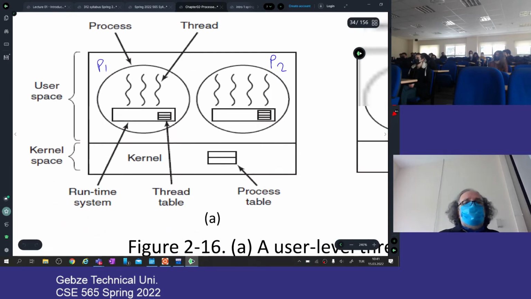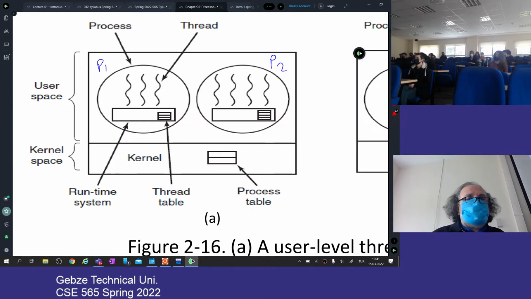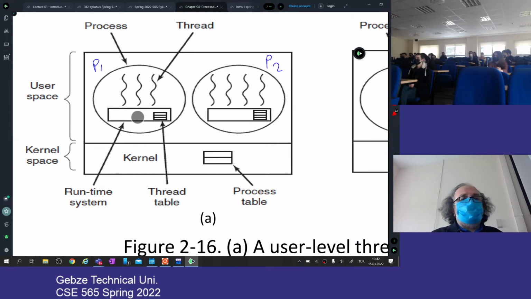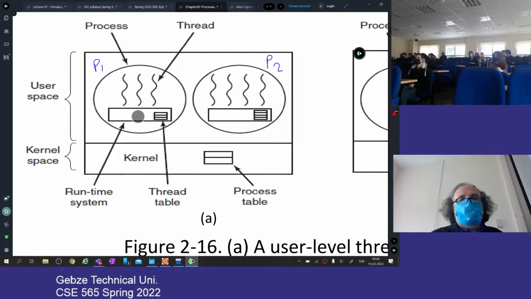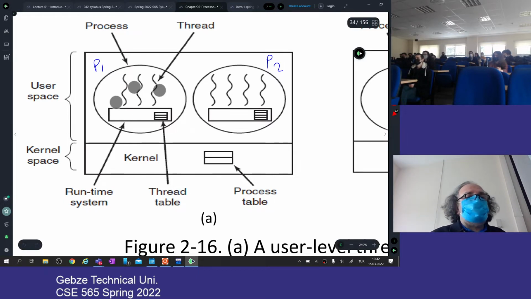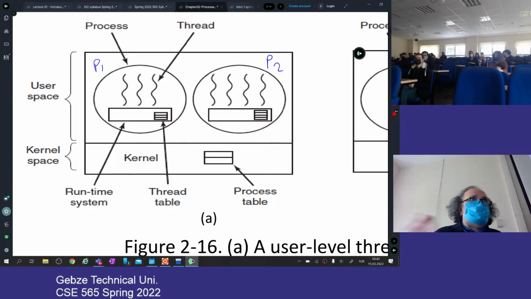So this process has to do everything itself inside the library functions. It has to keep a thread table, and it has to do the thread scheduling, it has to do everything about the threads, and the kernel doesn't know that there are three threads running inside this process. So it is a lot of work for a library, but it is very similar to process scheduling and process creation, etc.